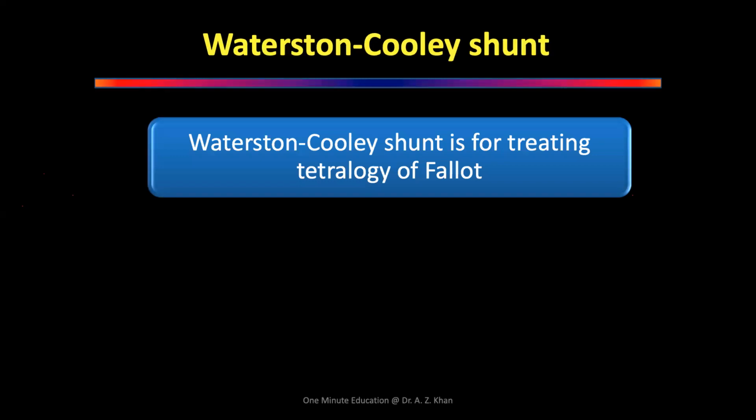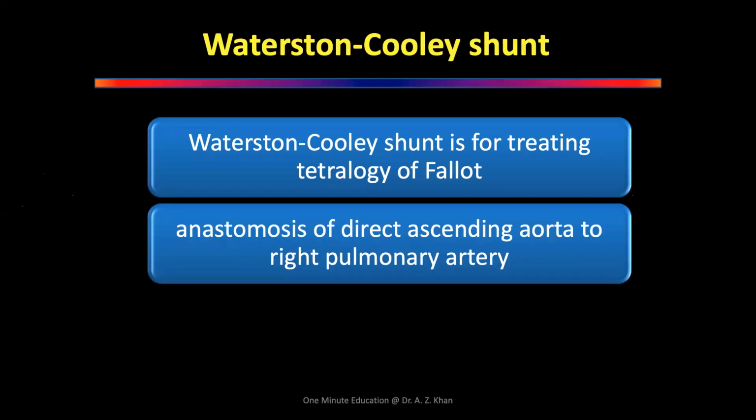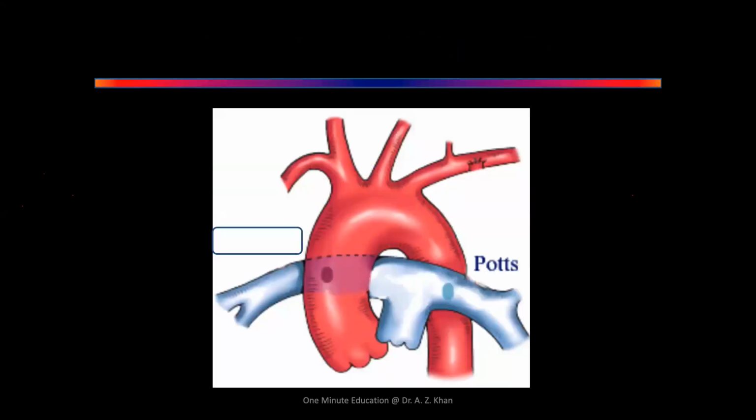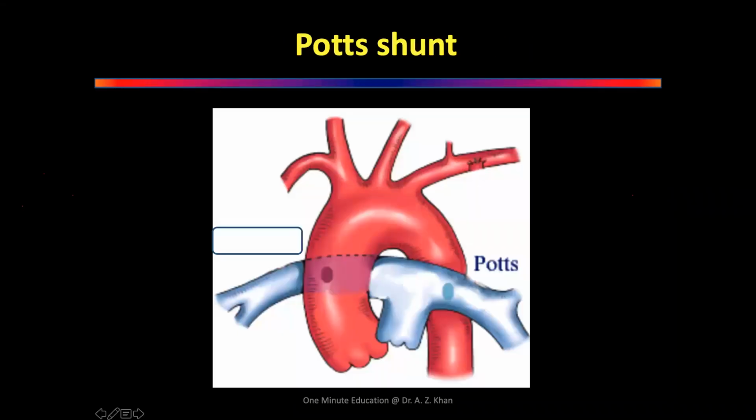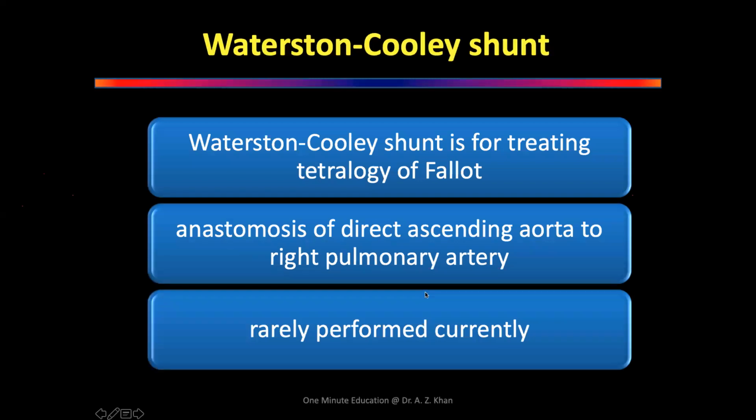It is an anastomosis of the descending aorta to the right pulmonary artery. So it's a direct anastomosis of the descending aorta to the right pulmonary artery. That was called Waterston's shunt. And Potts was descending aorta with the left pulmonary artery. So this is right pulmonary artery, this is left pulmonary, direct anastomosis. Both of these are not done nowadays, rarely performed. Okay, so treatment of tetralogy of Fallot as a shunting mechanism.